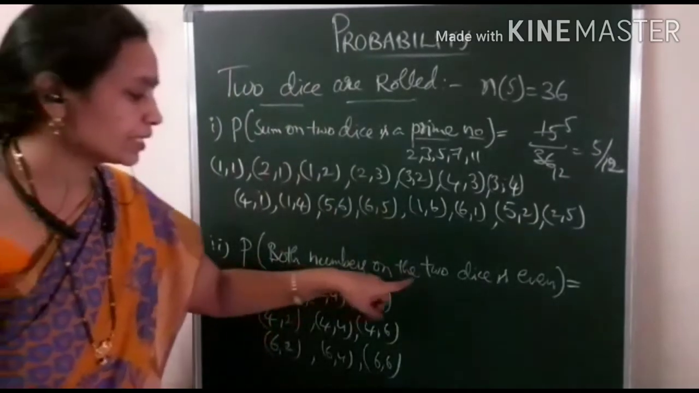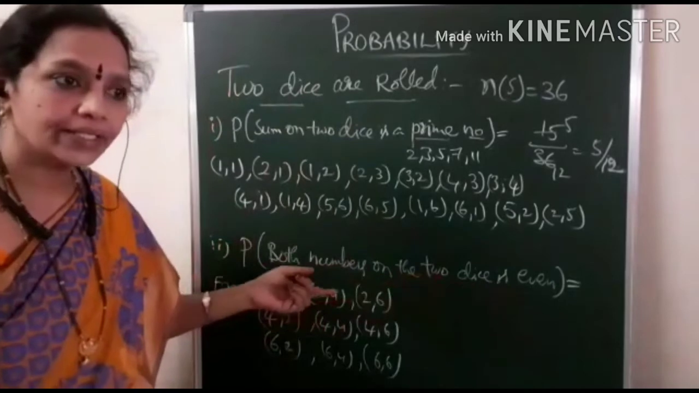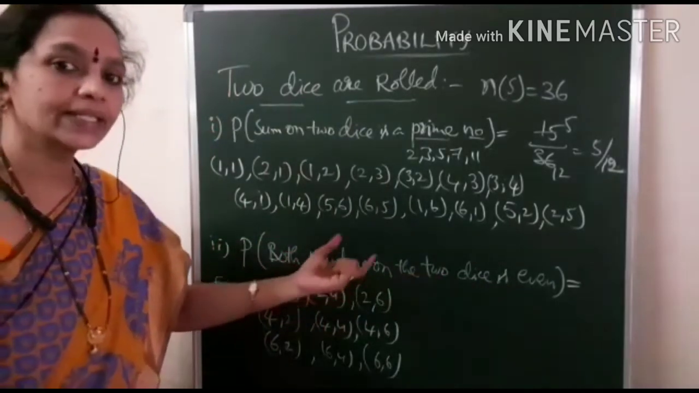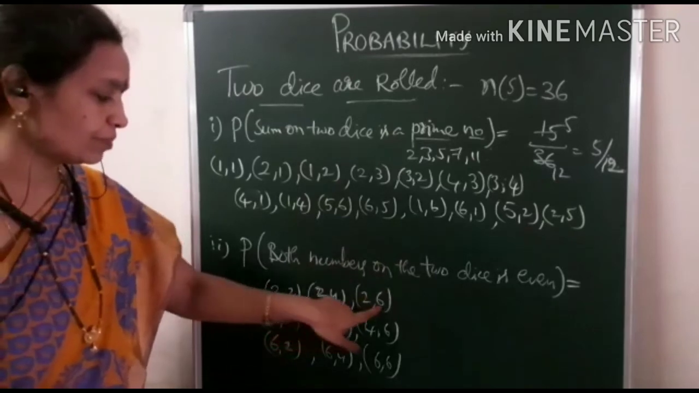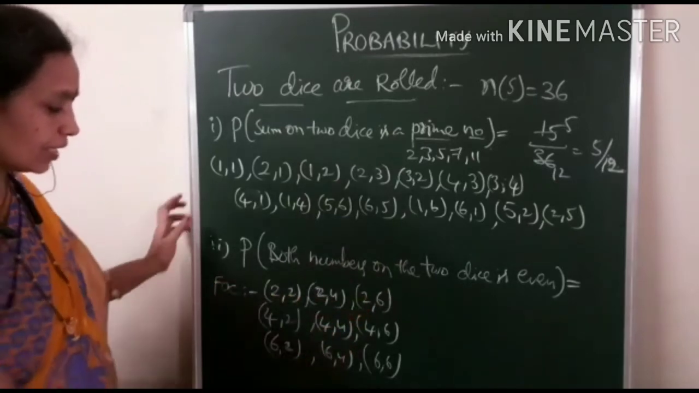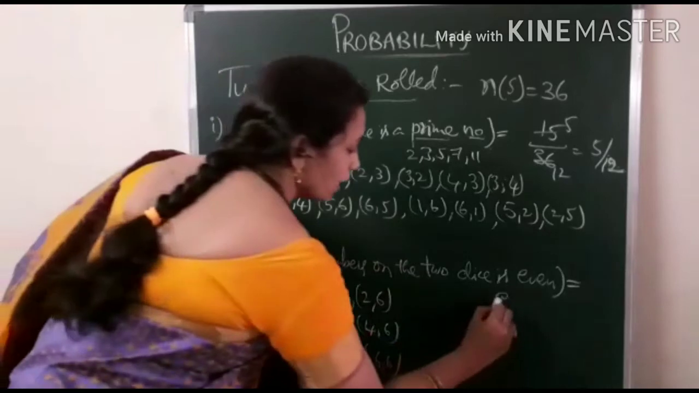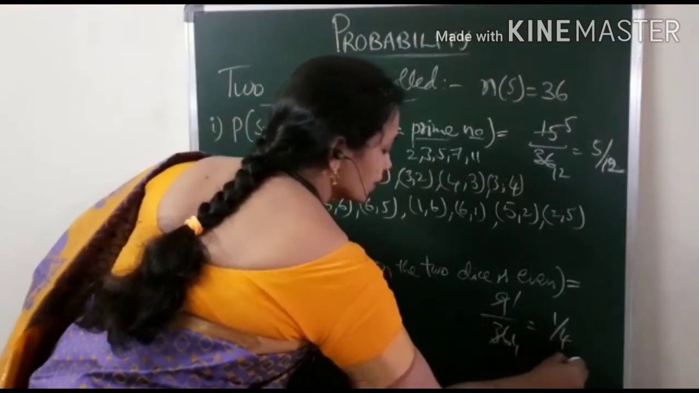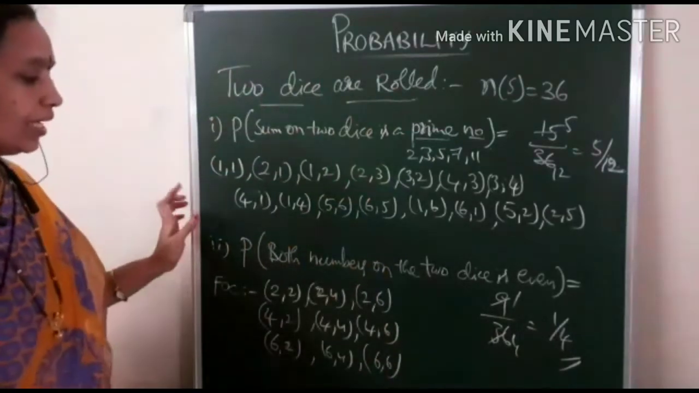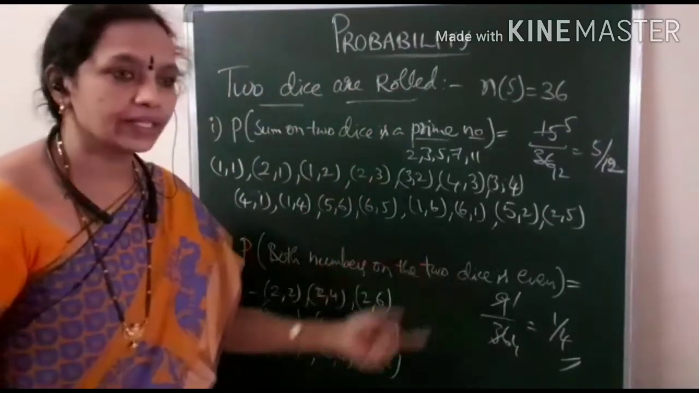Next, probability that both numbers on the two dice are even. He is asking for even numbers on both dice. So 2, 2, both are even numbers, like that. How many outcomes are there? 9 outcomes. So 9 by 36 is nothing but 1 by 4. So 1 by 4 is the probability of getting both numbers on the two dice even.